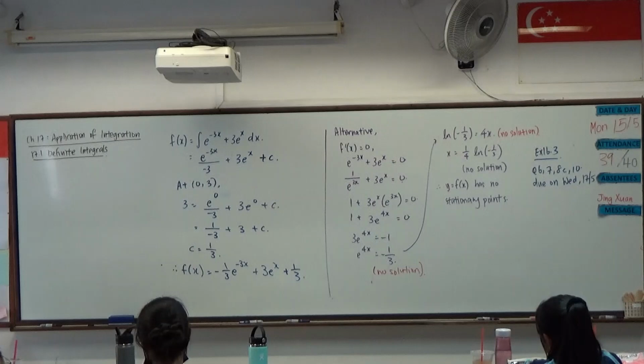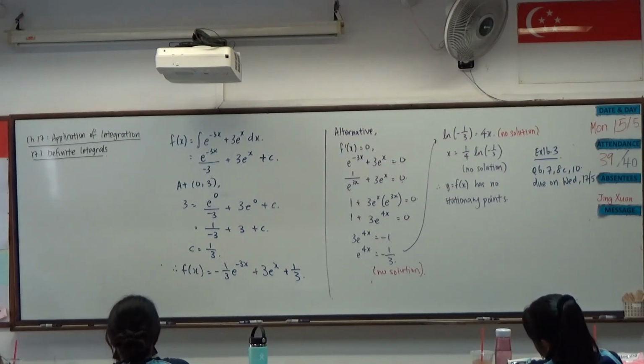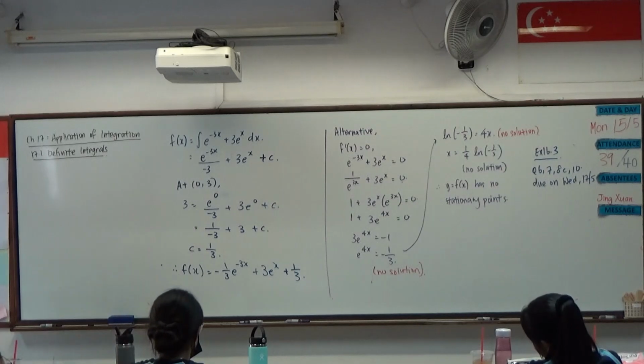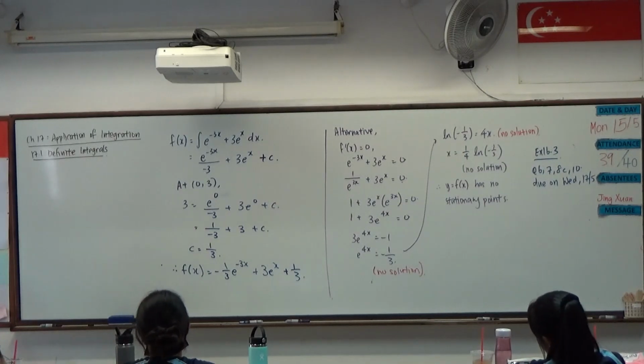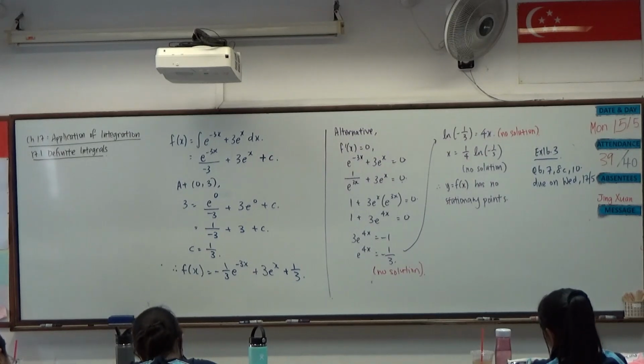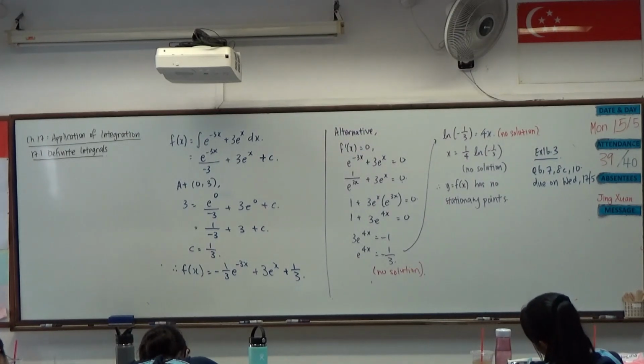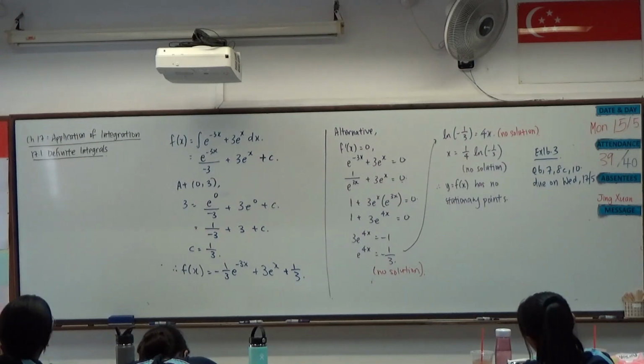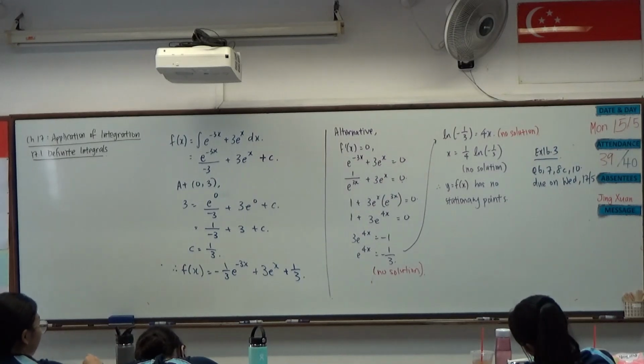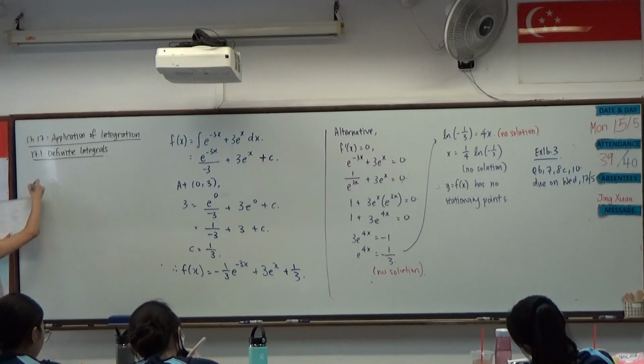Okay, so in chapter 17, we're going to be looking at application of integration. One of the many applications of integration is to figure out the area under the graph itself. Why do we want to do that? Because later on we're going to explore kinematics, and in kinematics we're talking about your speed and that kind of situation. So we start off with looking at areas under a graph.